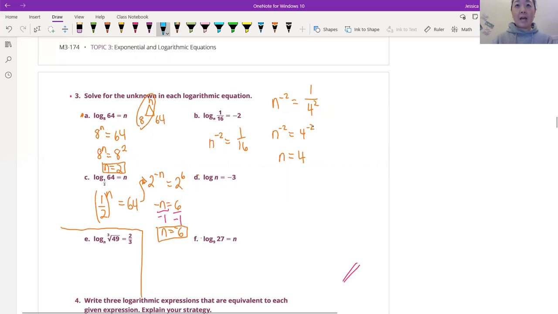And then we're like, okay, well, if the exponents are the same, then that means the base better be the same, right? Because they're supposed to equal each other. So that's why we say n is equal to 4.